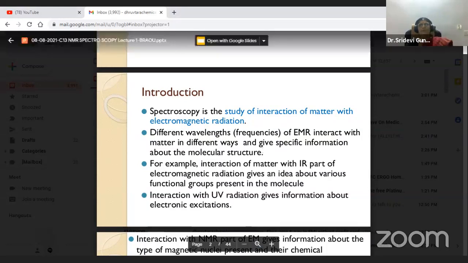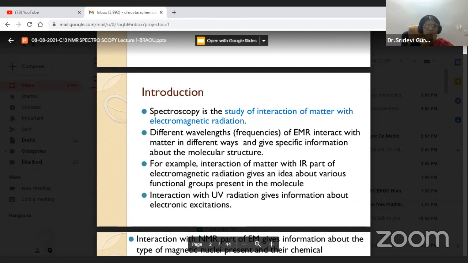So, what is spectroscopy? Let us just revise whatever you have learned in your first year. Spectroscopy is the study of interaction of matter with electromagnetic radiation. And different types of spectroscopic techniques deal with different parts of electromagnetic radiation. For example, EMR, electromagnetic radiation, has got different wavelengths and frequencies, you all know. And actually these different frequencies interact with matter in different ways to give specific information about the molecular structure.